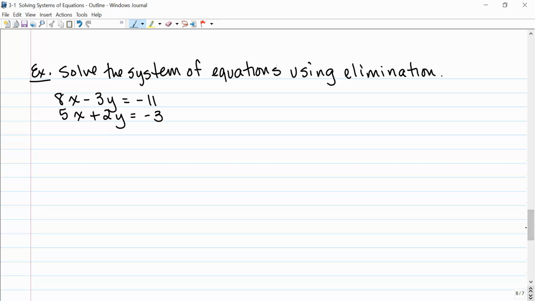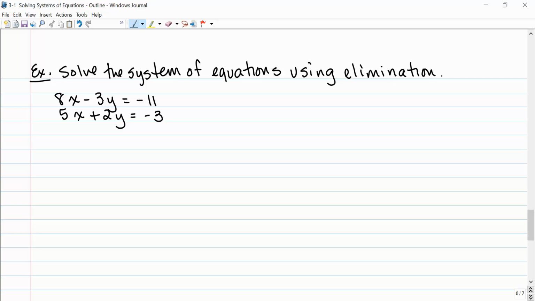And a third way to solve a system of equations is by using elimination. Recall that this means we want to add or subtract the two equations in order to eliminate one of the variables. So here we have 8x minus 3y equals negative 11, 5x plus 2y equals negative 3. I'm noticing that if I add or subtract these equations, I'm not going to eliminate anything. So I have to multiply one or both of the equations to do that.